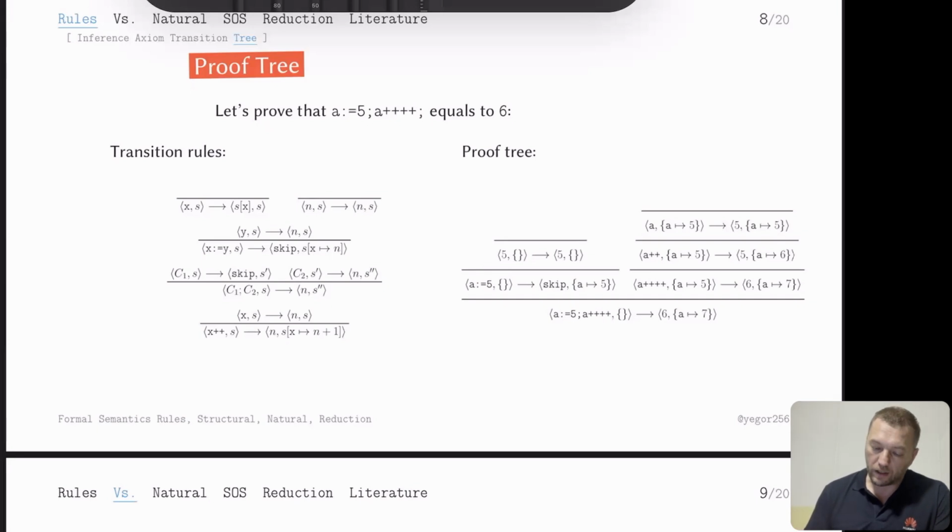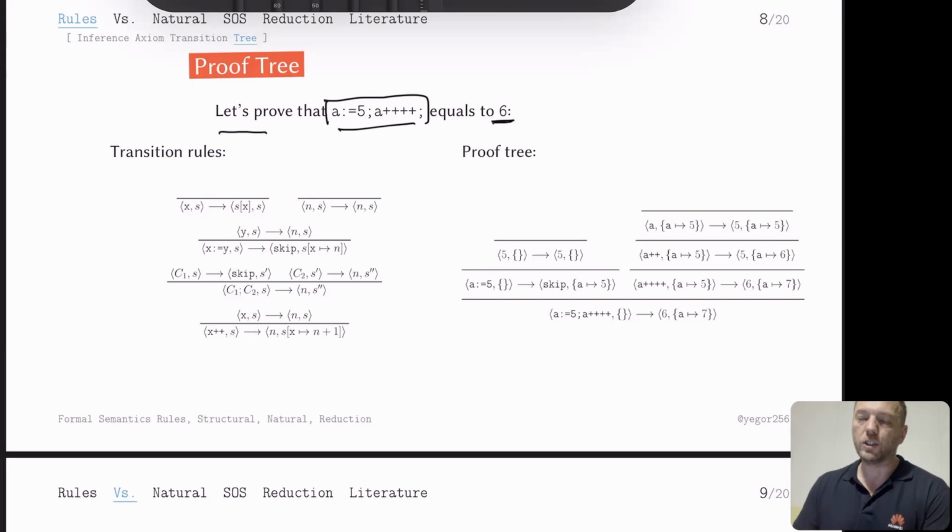So here's the title. Let's prove that this program equals 6. It's maybe not obvious immediately why it's 6, but I can prove it to you right now using the inference rules from the left side of the slide. So the program, let's maybe start from intuition here. So first of all, I assign A to number 5. And then I do A++ + ++A.